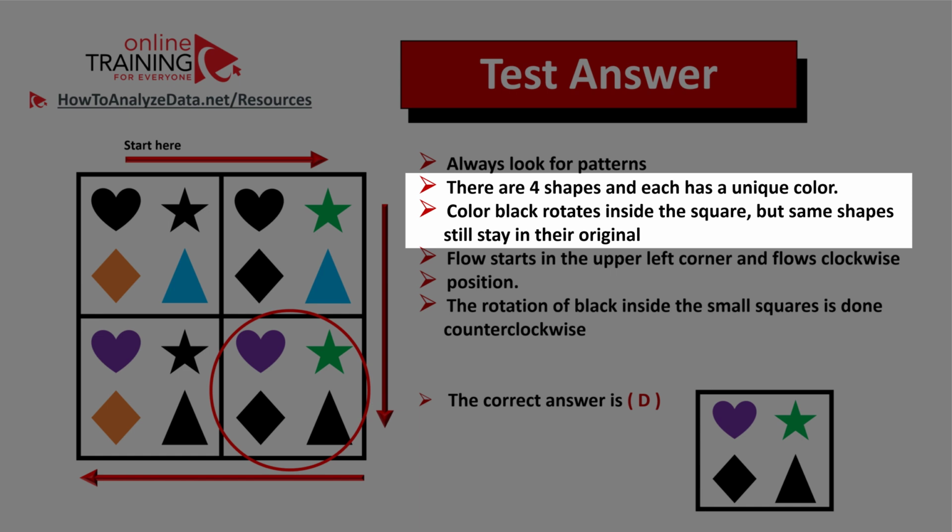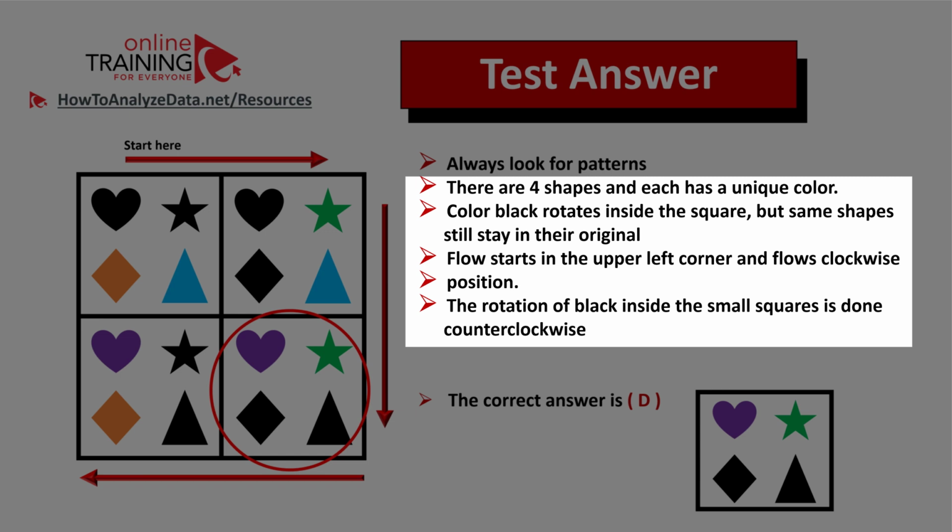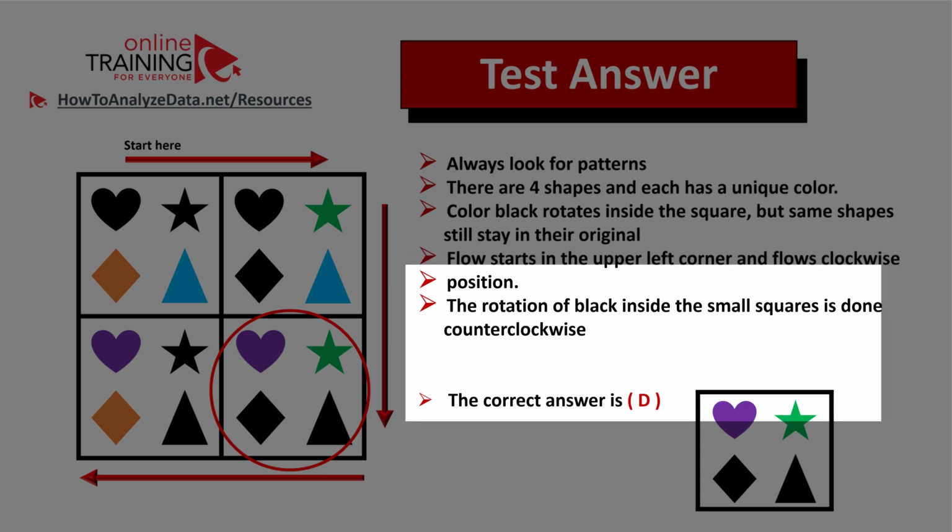So, as usual, always look for patterns. You see that the flow among the shapes starts in the upper left corner and flow goes clockwise. But the rotation of the black color inside the squares goes counterclockwise. So that's the tricky part of the question, but there's always the right answer. And as you can see, the right answer here is choice D.